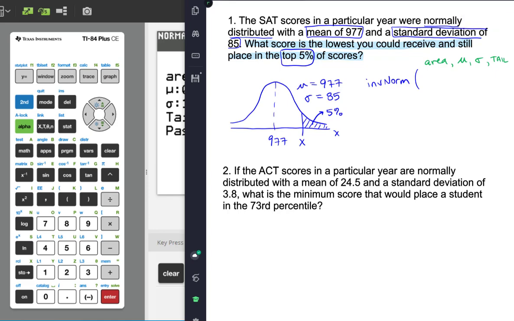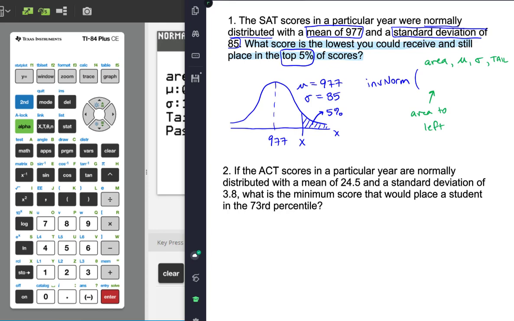Now, area. If you don't have this tail option, area is assumed to always be area to the left. Okay, so it's area to the left of the value that you're interested in. If you have the tail option, you can actually change that. You can change it so that it would work with the area to the right or the area between two scores. Okay? Now, the next input, the mean and standard deviation, are just always provided.